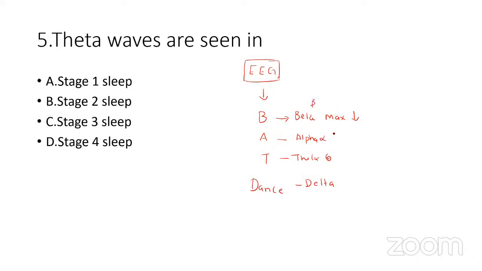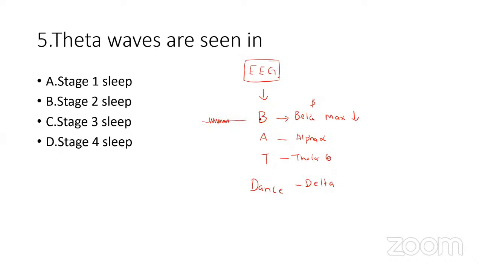Now let's see the important features of these waves. Beta waves. We get these beta waves when our eyes are open, when we are alert, reading something, concentrating on something, writing something. When we are alert, our brain activity is very high, so we will get high frequency waves like this. These are beta waves.